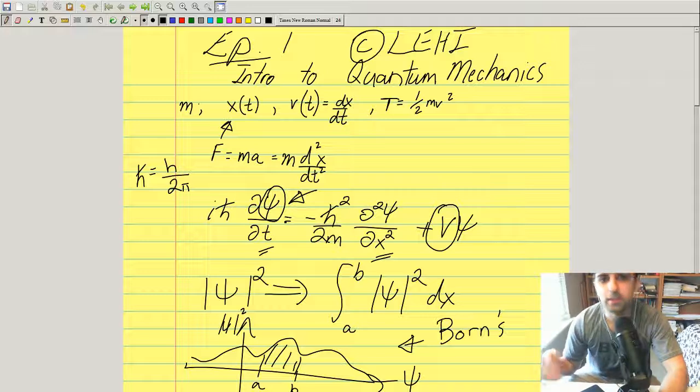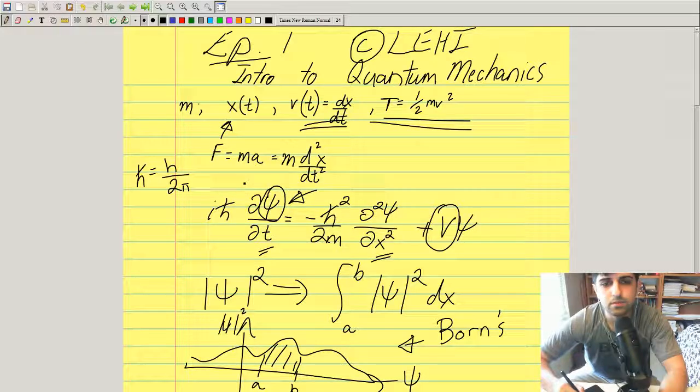In classical mechanics, you would figure out a particle's position as a function of time, and then from that you could get the velocity, and then from the velocity you can get the kinetic energy, and from that you've got pretty much most of the information necessary. You can find other quantities as well.